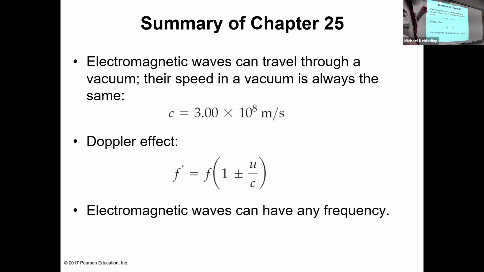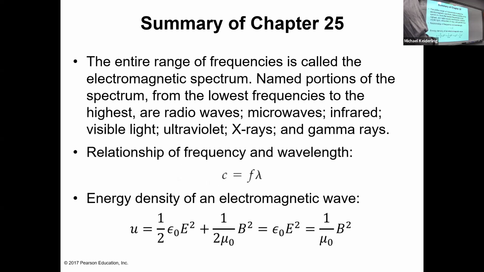There's the formula for the Doppler effect. The changed frequency is the original frequency times 1 plus or minus the speed over c. Electromagnetic waves can have any frequency. The entire range of frequencies is called the electromagnetic spectrum. The relationship of frequency and wavelength is that frequency times wavelength equals the speed of light.